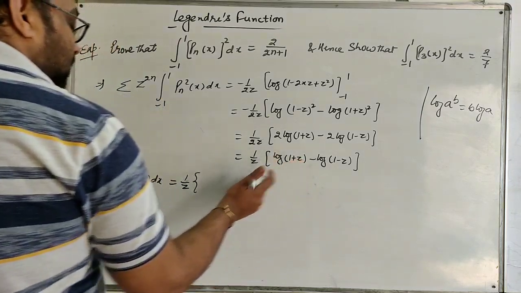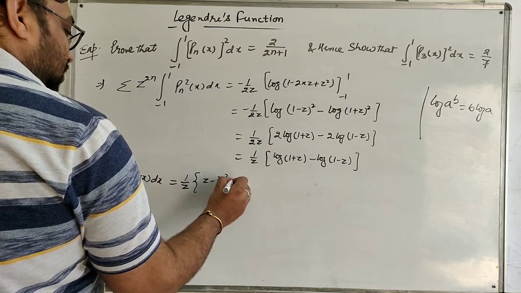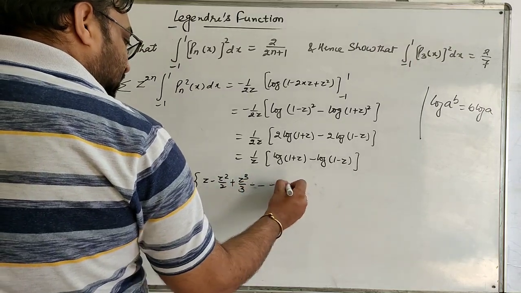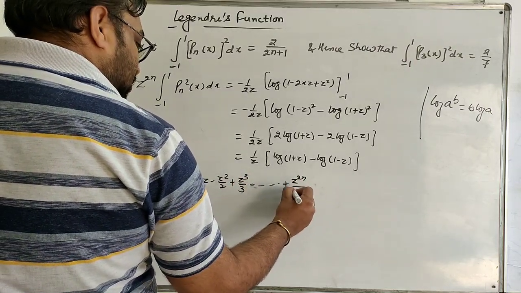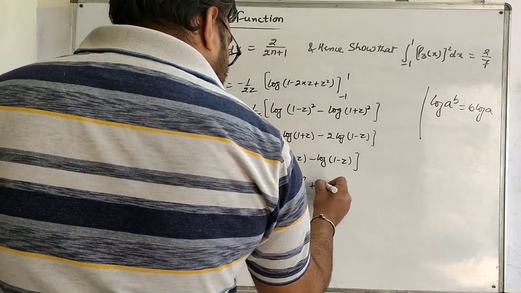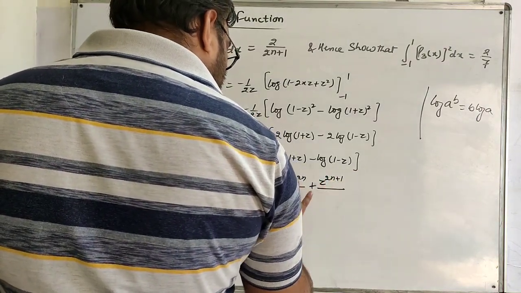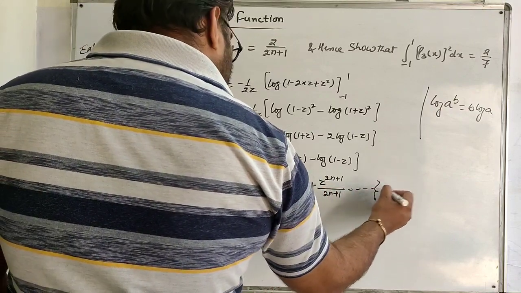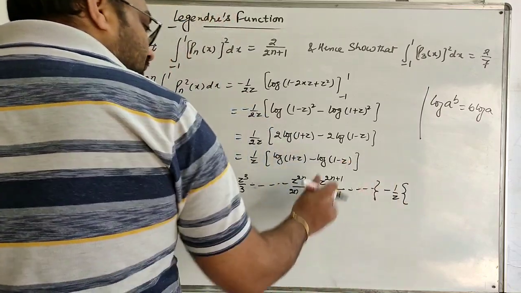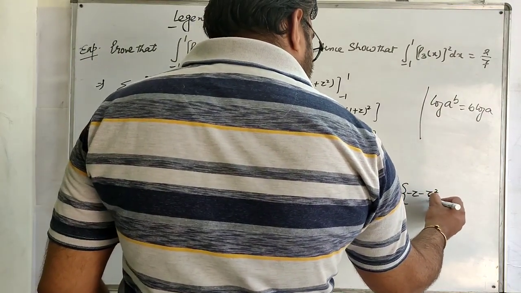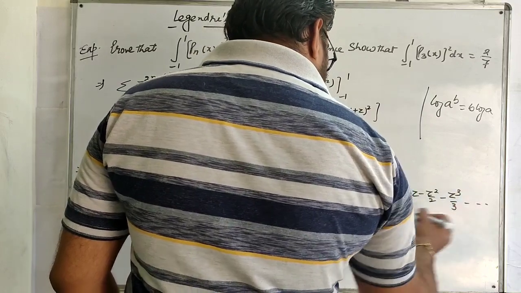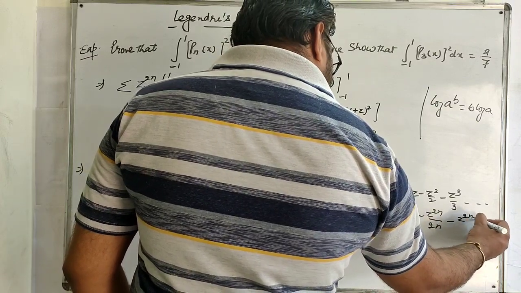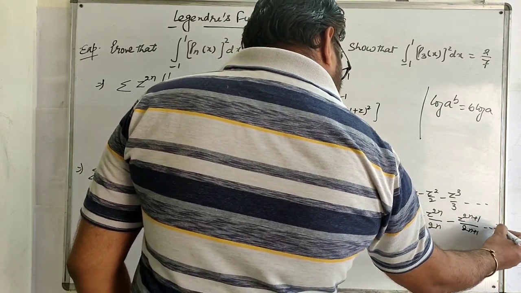The expansion of log (1 plus z) is z minus z square by 2 plus z cube by 3 up to z raised to power 2n upon 2n plus z raised to power 2n plus 1 upon 2n plus 1 and so on. And same as, the expansion of log (1 minus z) is minus z square by 2 minus z cube by 3 and so on, minus z raised to power 2n upon 2n minus z raised to power 2n plus 1 upon 2n plus 1 and so on.